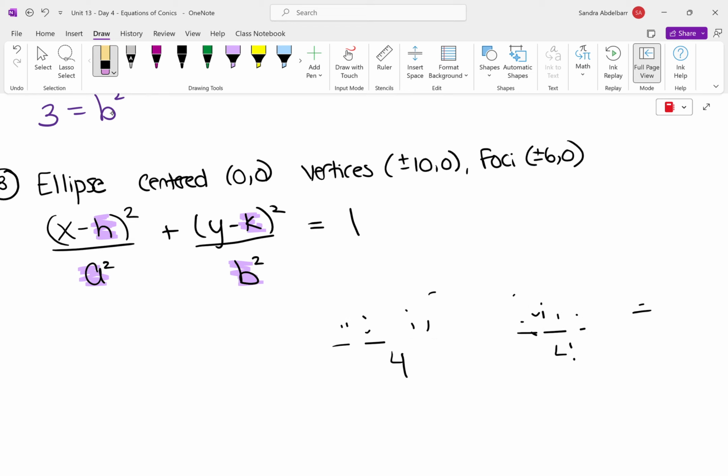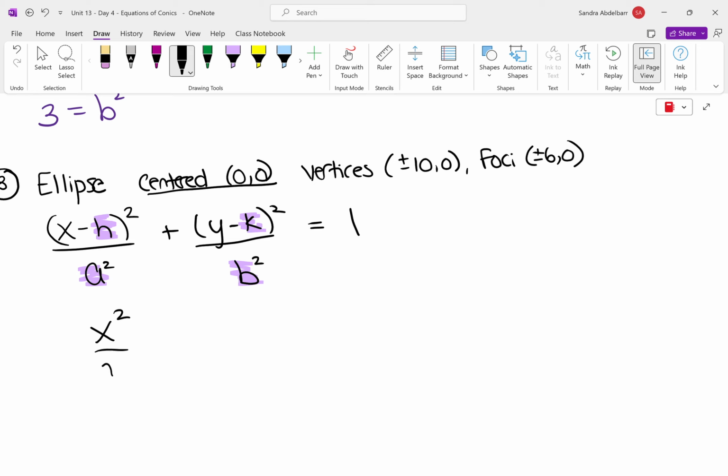Okay, let's go back to this problem. The nice thing about this problem is I already have our center point, so we don't need to figure that out. Our center is 0, 0 because it was told to us. So we have x squared over a squared plus y squared over b squared equals 1. Now we need to find our a and our b.